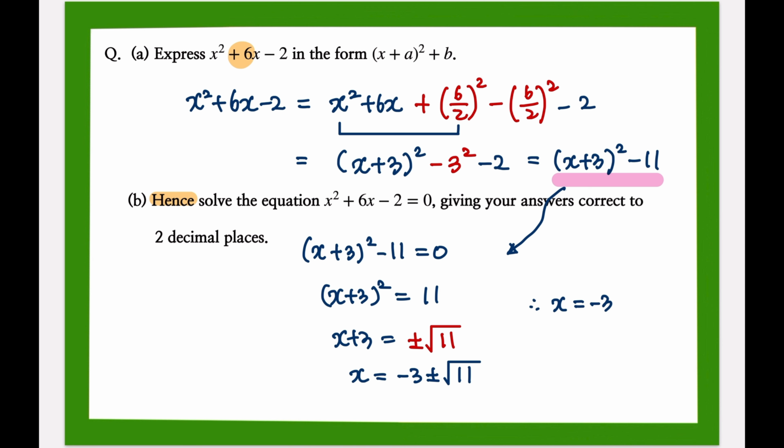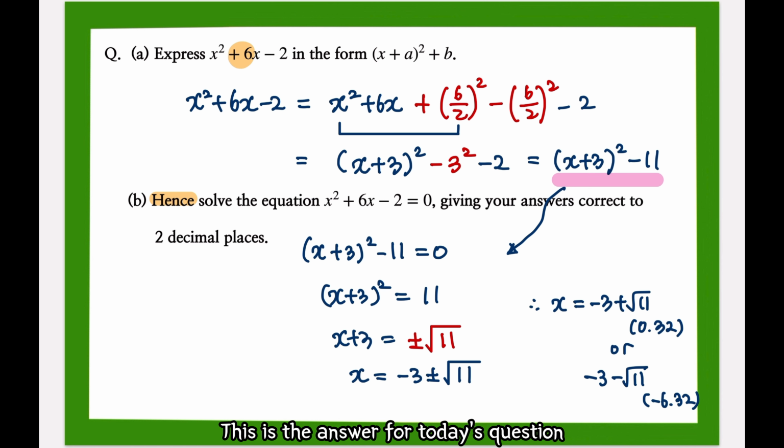So x equals minus 3 plus root 11, which is 0.32, or minus 3 minus root 11, which is minus 6.32. This is the answer for today's question.